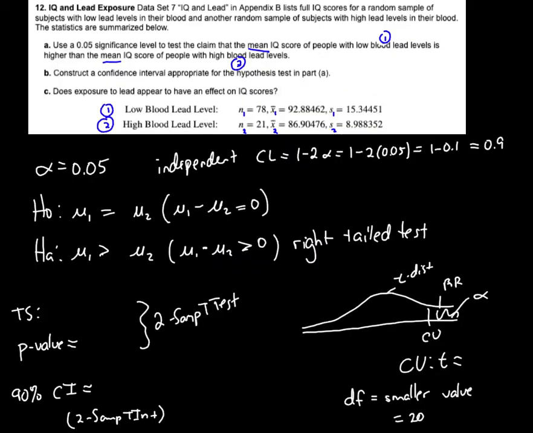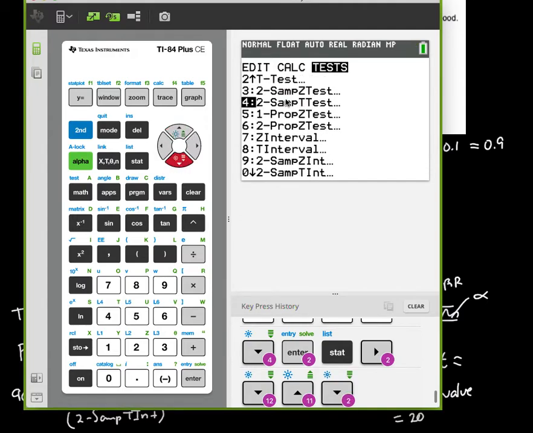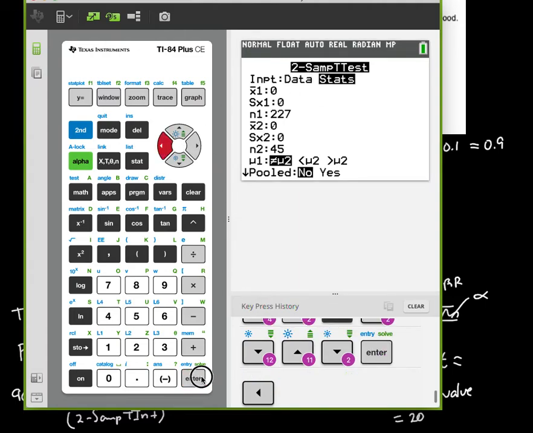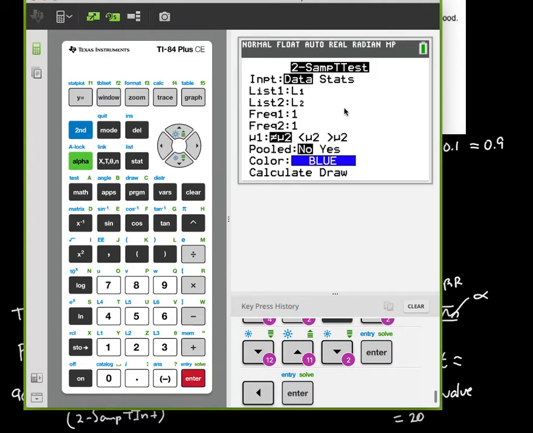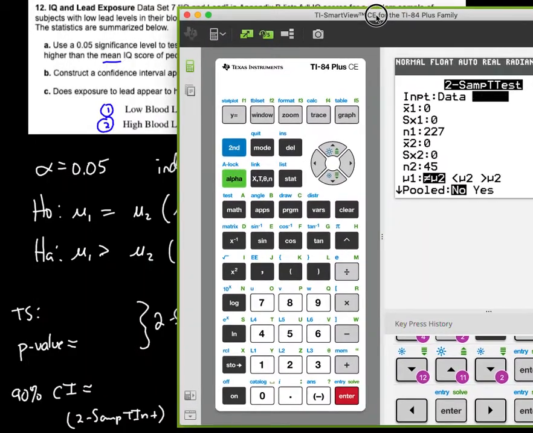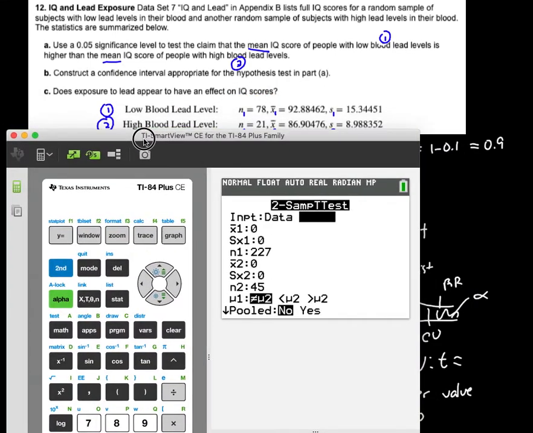So let's look at my calculator. And since I'm already here, we said 2 sample t test, because I don't know the means. There's 2 of them, and they're independent. Enter. Again, I could have data, which means that I would have lists of data values that I would have to input first, but I don't have that. This time I have stats, so that's cool. So let's go back to my information. X1, N1 was from the low blood lead levels.